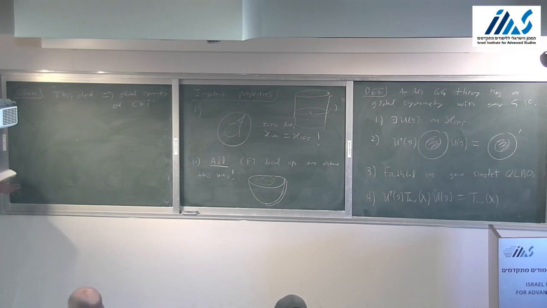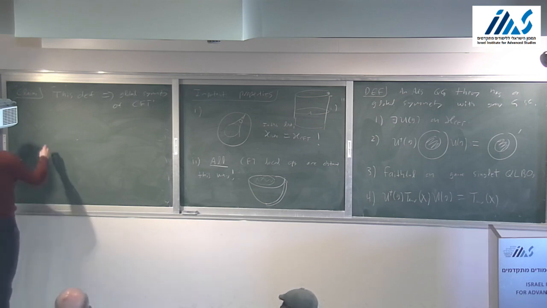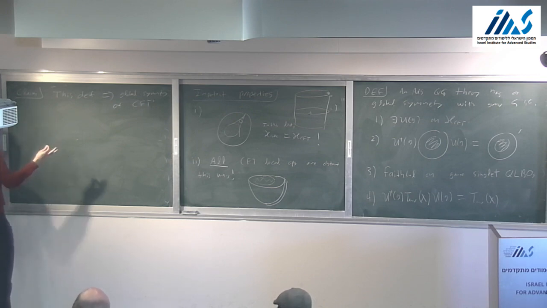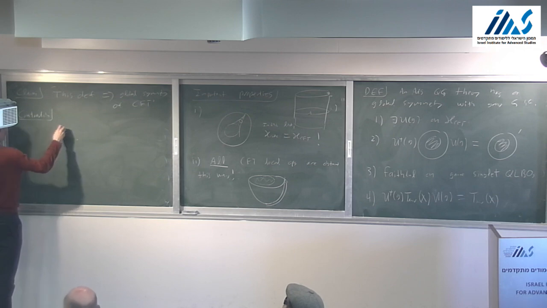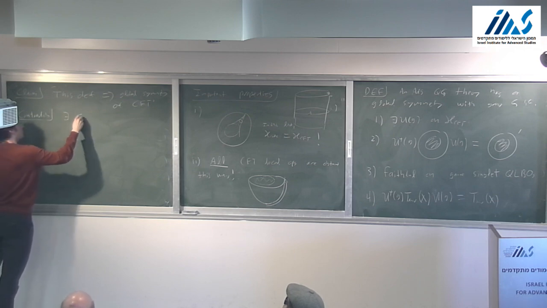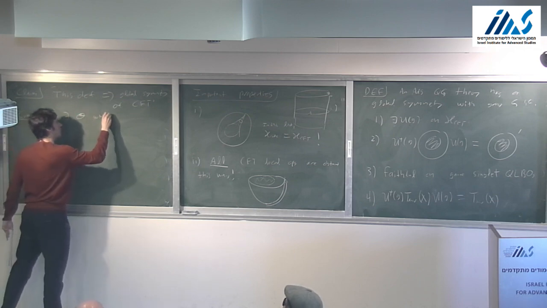Okay, but anyways, there's a direct contradiction here, so we don't need to get into all this subtlety about the gauge symmetry. So here's the contradiction. If there were a global symmetry in the CFT, then there has to be an O. Now, if there were a global symmetry in the bulk, then there has to be an O which is charged.